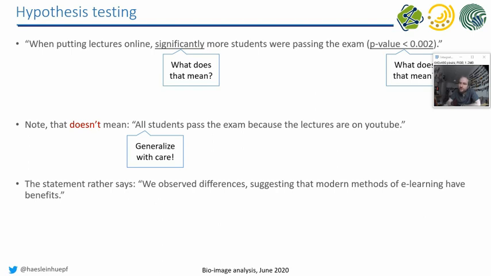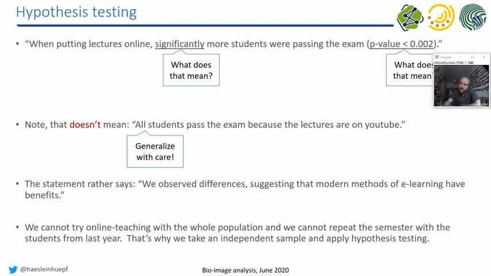We observed differences and we assume that these differences are related to what we did differently. We did e-learning. We did not go into a lecture hall. And we assume that this is related to all students passing the exam. So we cannot do online teaching with the whole population and then figure out if they all would pass the exam. And we cannot repeat the same semester with the students from last year and see if their grades are improving, because their grades may be improving anyway because they learned the same thing the second time.